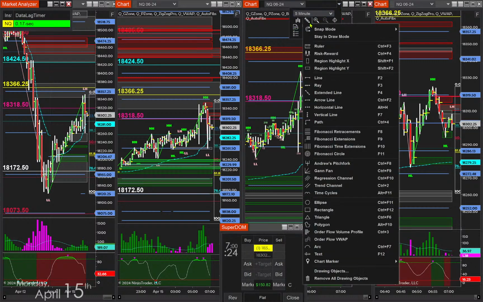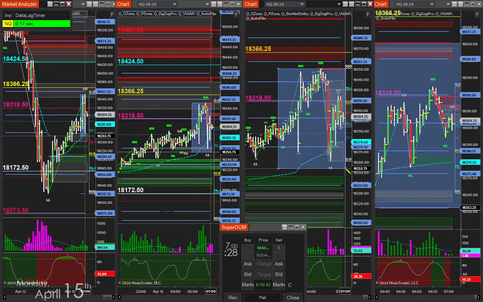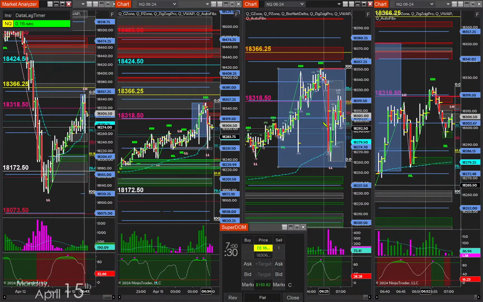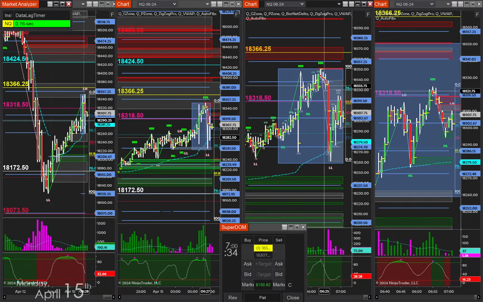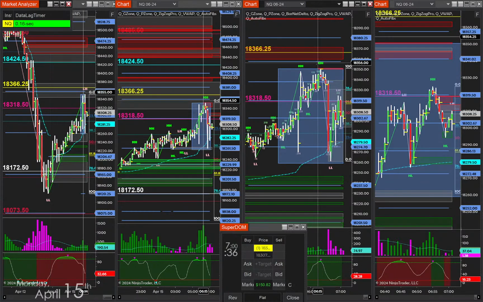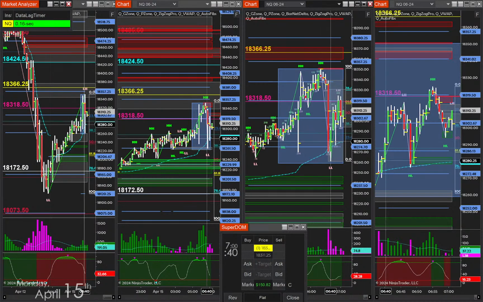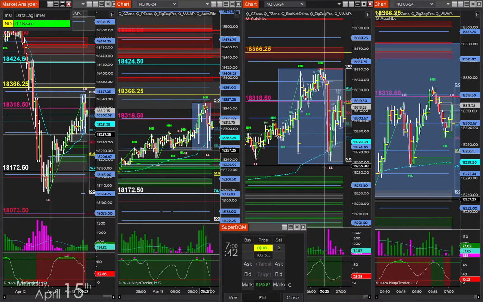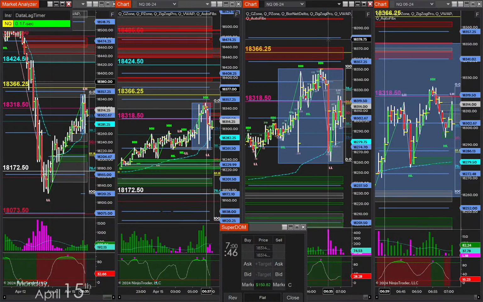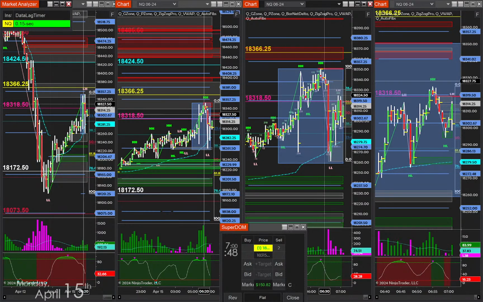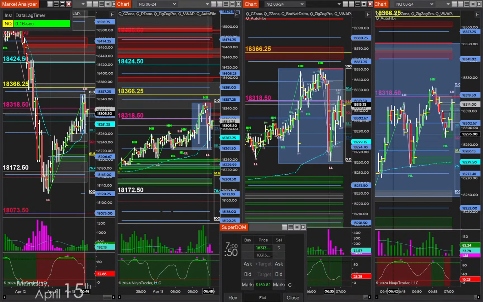So let me just kind of draw it up for you. This range right here, it needs to break. If it breaks this top part right here, I look for a short. If it breaks down here, I'm looking for a long. So unless it breaks one of these two levels, you're just going to be in a chop fest up here.